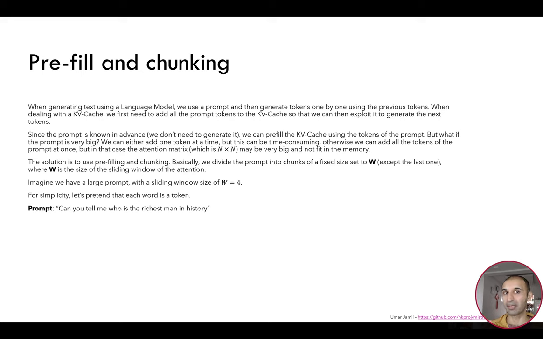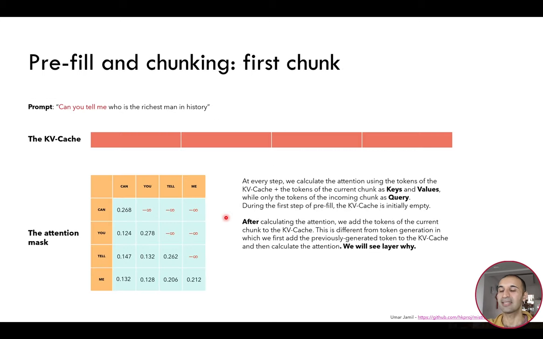So imagine we have a very big prompt and we choose a sliding window size of 4 for the calculation of the attention. And imagine that the prompt is this one: can you tell me who is the richest man in history? The way we work is this. Basically, we take our first chunk of the prompt. Because we chose a sliding window size of 4, we also choose the chunk size to be 4. So we take the first chunk of the prompt, can you tell me, and we compute the self-attention in the first layer of the model.